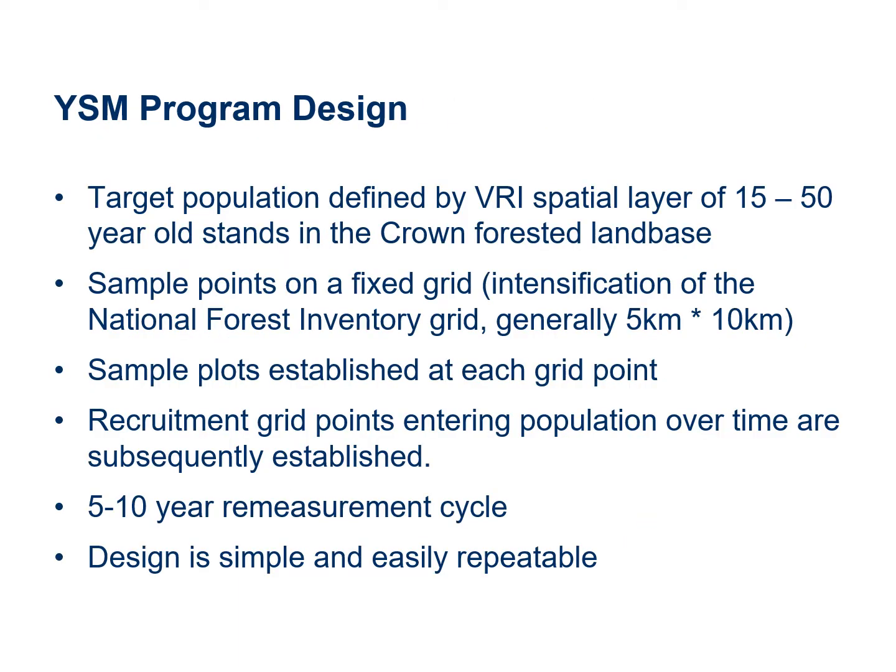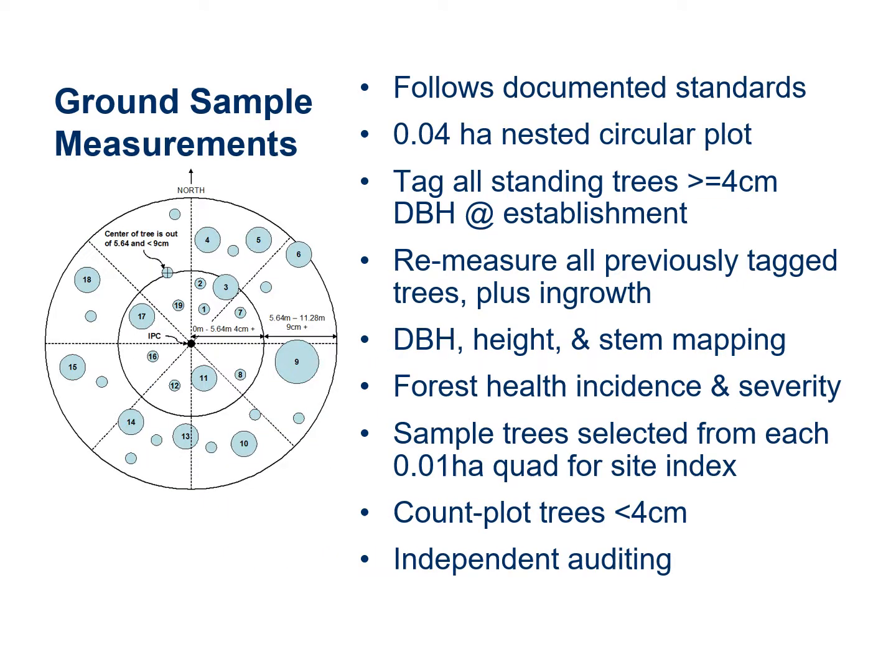The YSM population is defined by the VRI Phase 1 spatial layer and includes all stands between 15 and 50 years old in the Crown Forested Land Base. The 5 by 10 kilometer sampling grid is an intensification of the National Forest Inventory grid. Ground samples are established at every grid point that intersects with the YSM population. At each remeasurement cycle, stands previously too young are also established with new plots. This sampling framework is simple and repeatable and helps ensure the program can be maintained over the long term.